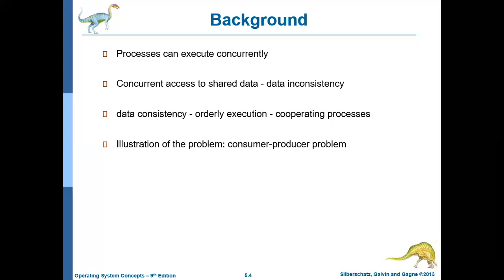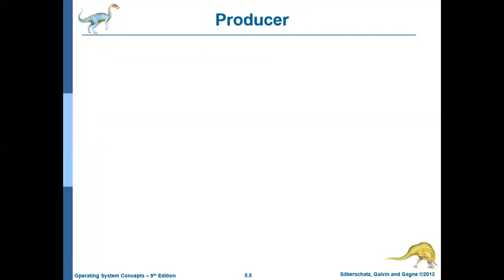We shall discuss this with an example. So let us consider a classical problem which is called the producer consumer problem. We will be discussing how data inconsistency occurs with a producer consumer problem. Producer is a process, consumer is also a process.